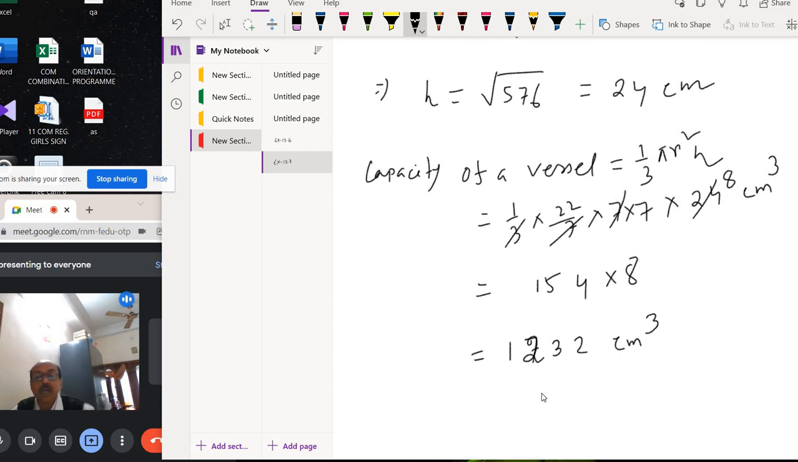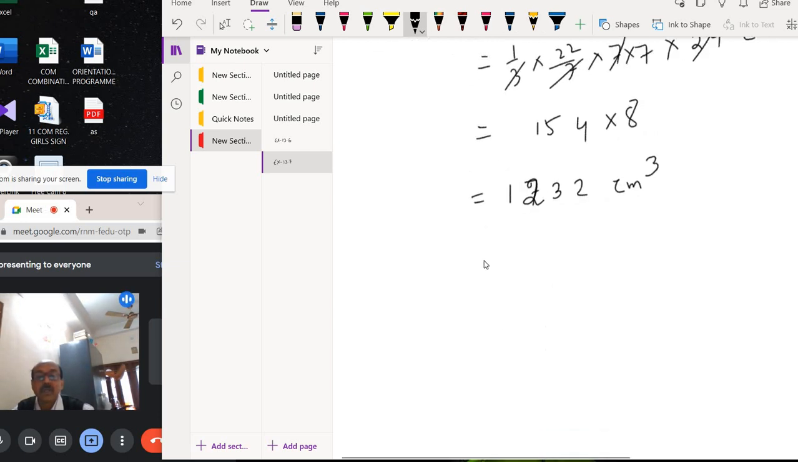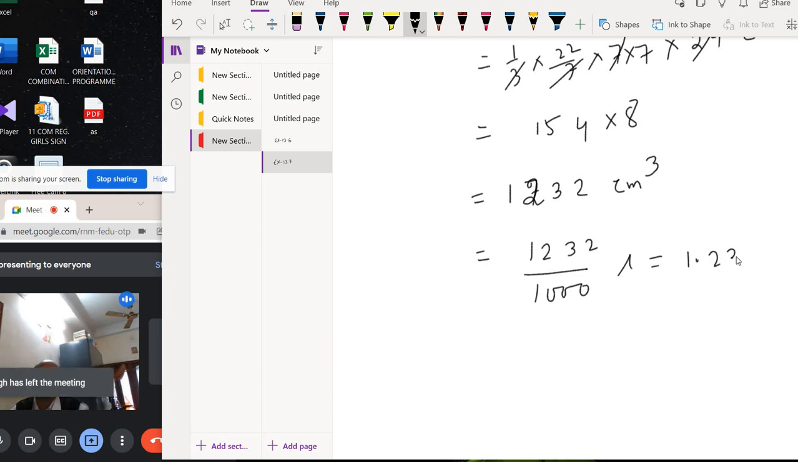Convert into liter, so divide by 1000. 1232 by 1000 liter, so 1.232 liter. This is the answer.